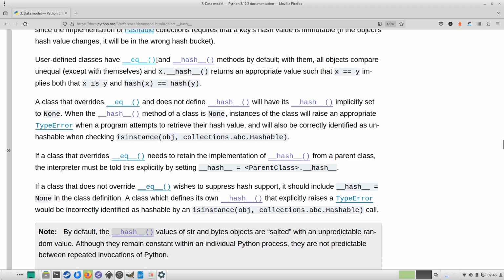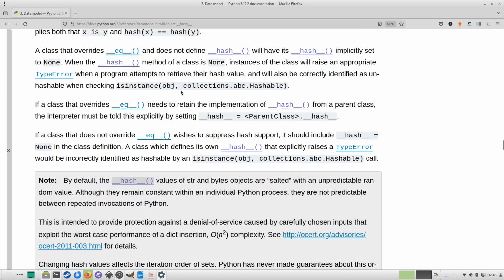User-defined classes have equality and hash methods by default. With them, all objects compare unequal except with themselves, and x.__hash__() returns an appropriate value such that x == y implies both x is y and hash(x) == hash(y). A class that overrides equality and does not define hash will have its hash implicitly set to None.